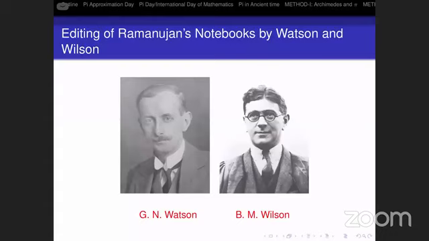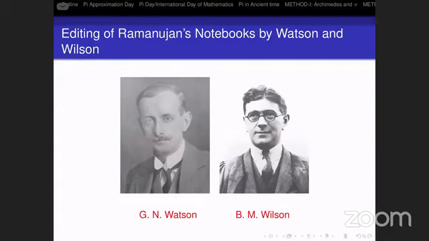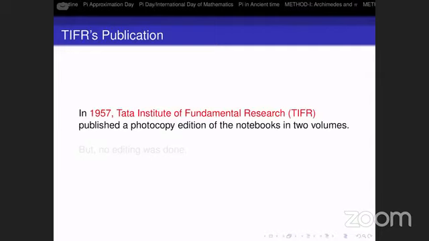But editing of Ramanujan's notebooks was started by Watson and Wilson in the 1930s. But Wilson died prematurely, and Watson's interest also waned later on. So therefore these notebooks were never edited for a long time. And in 1957, the Tata Institute of Fundamental Research, TIFR, published a photocopy edition of the notebooks in two volumes, but no editing was done. So it was just photocopied.